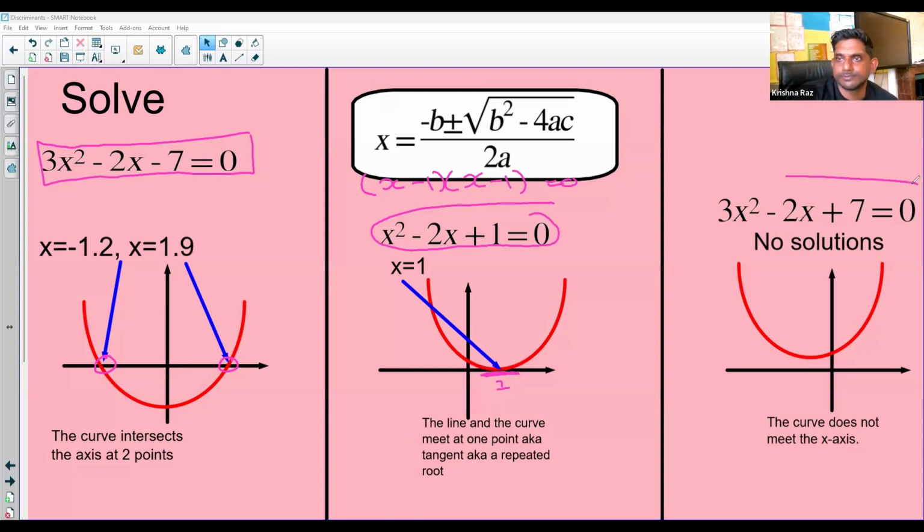Now this one is when we got a math error in our calculator. And that would correspond to no solutions, which just means the curve does not cross the x-axis. They do not meet.